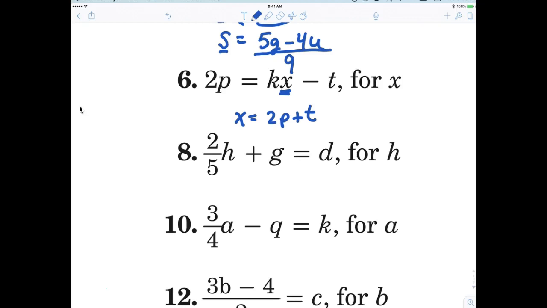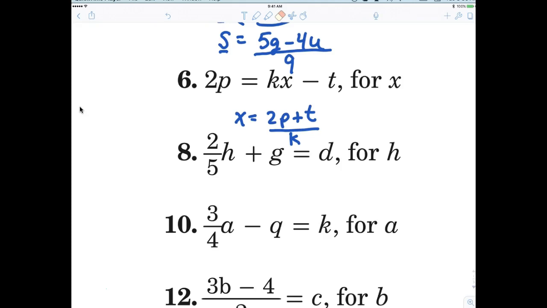How is the k and the x connected? Right. Come on, stop talking. That's it. Simple. Pay attention. Okay, why didn't you move the 2p? Why did you move the 2p? I'm isolating the what?